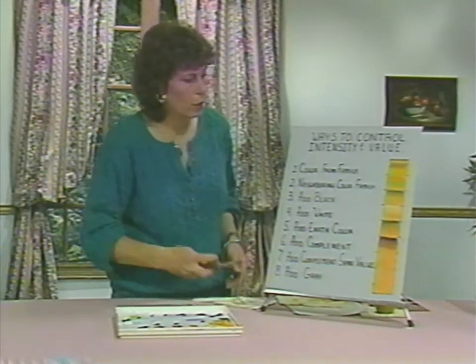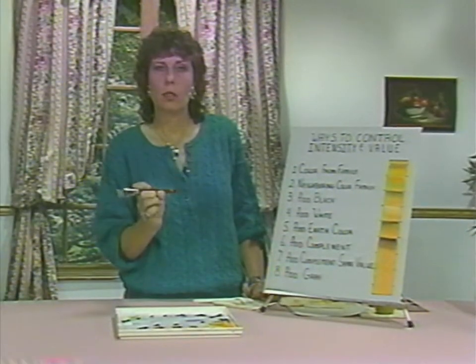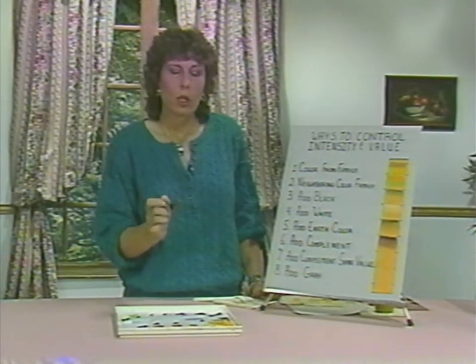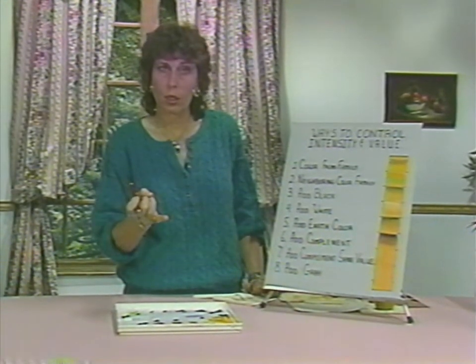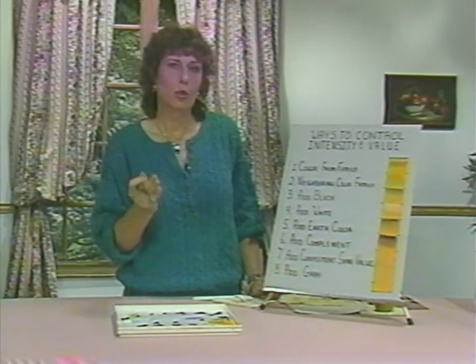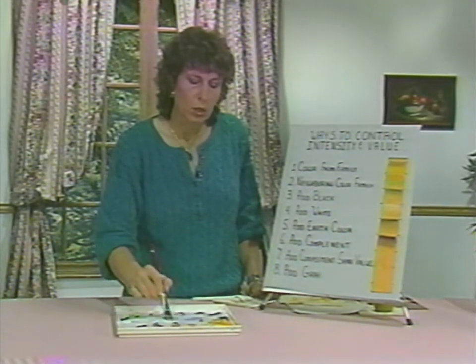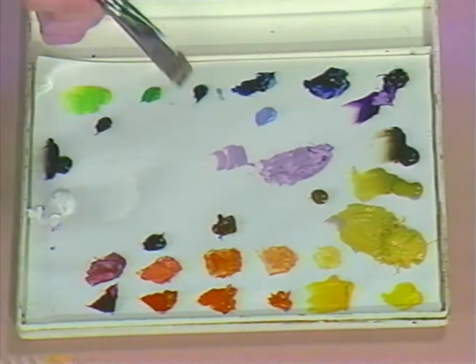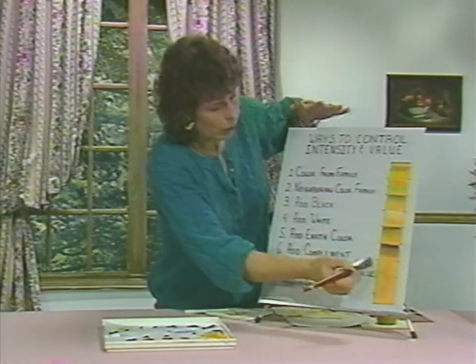Now, what did we learn here? We learned that adding a complementary color lowered the intensity. We learned that the color family stayed the same. Now, if I have equal values, what should happen? I should lower the intensity, and the color family should stay the same, and the value should stay the same. This is the time saver. Let's see how close. That's pretty close. Enough practice, I might get this right.